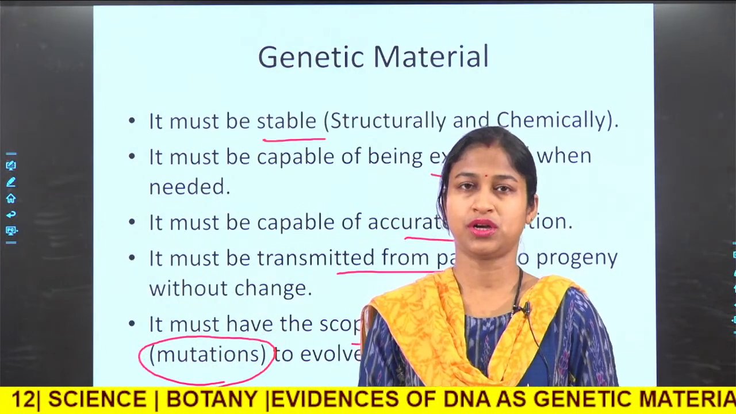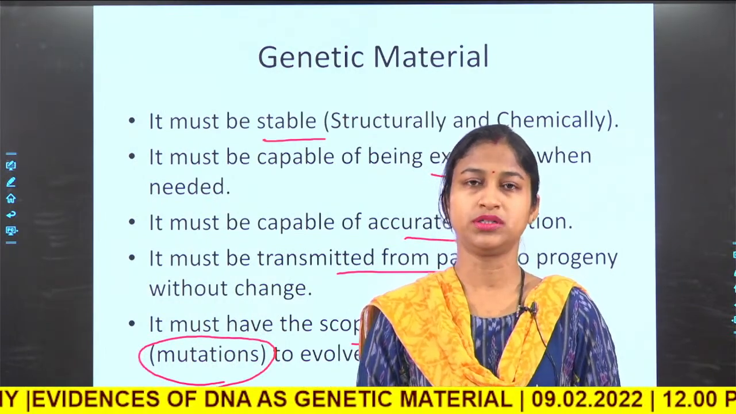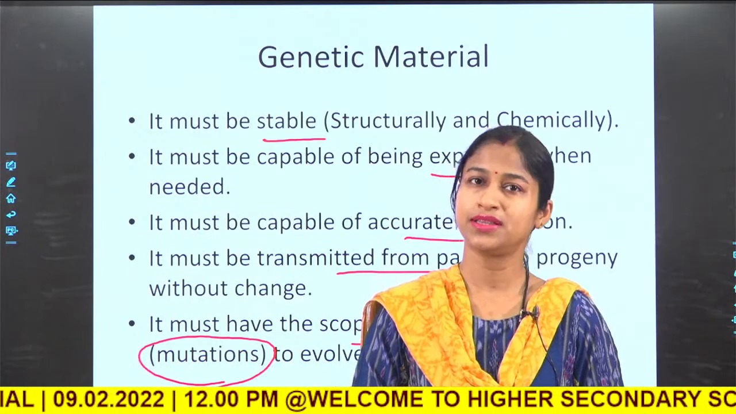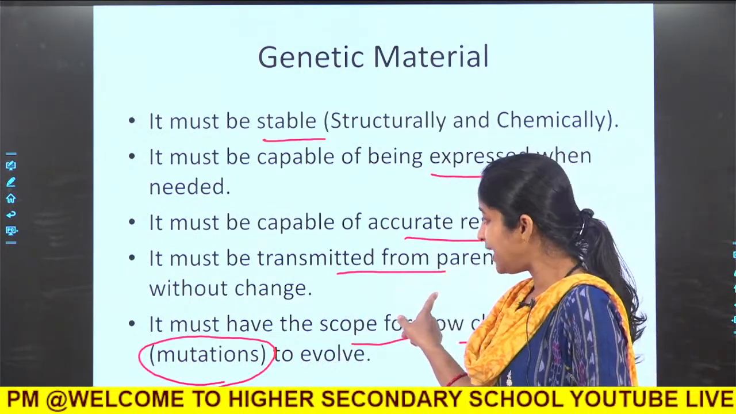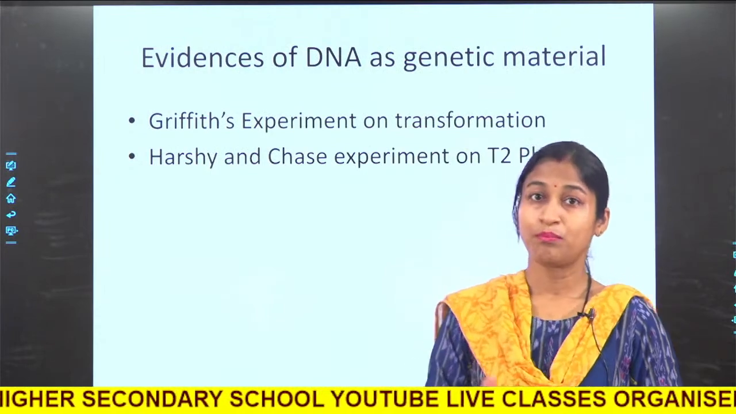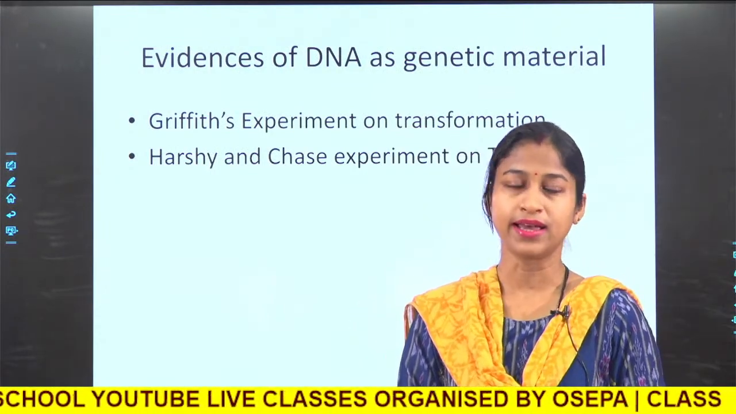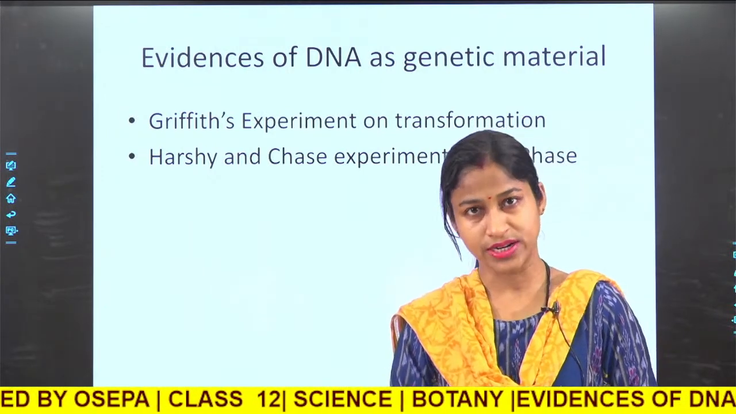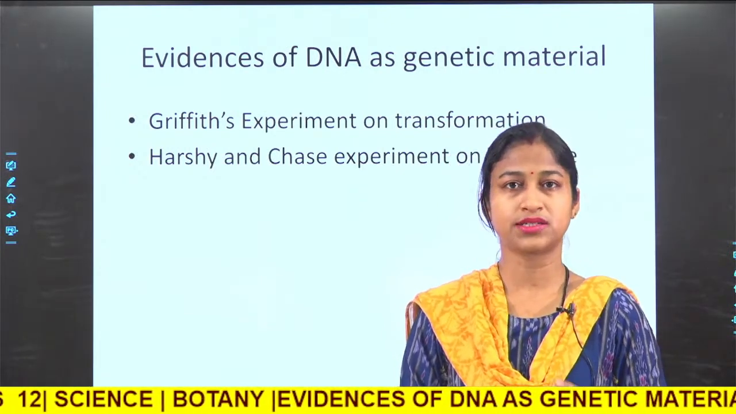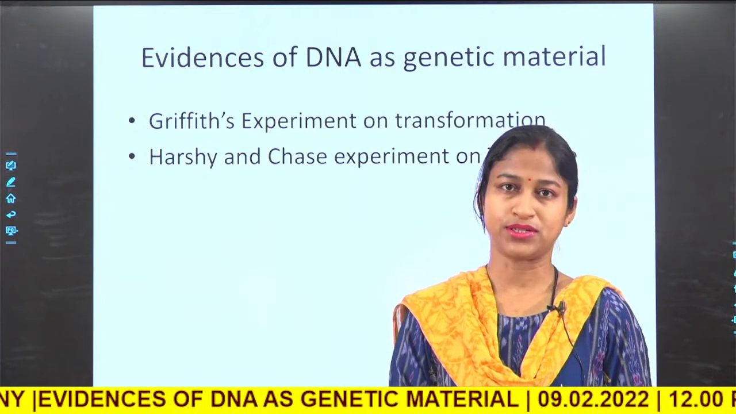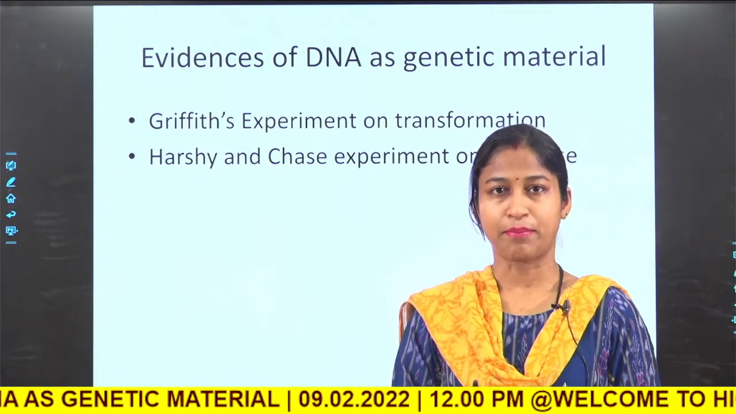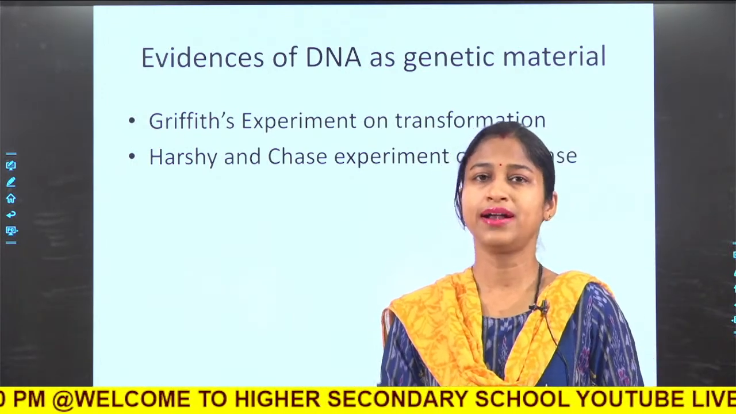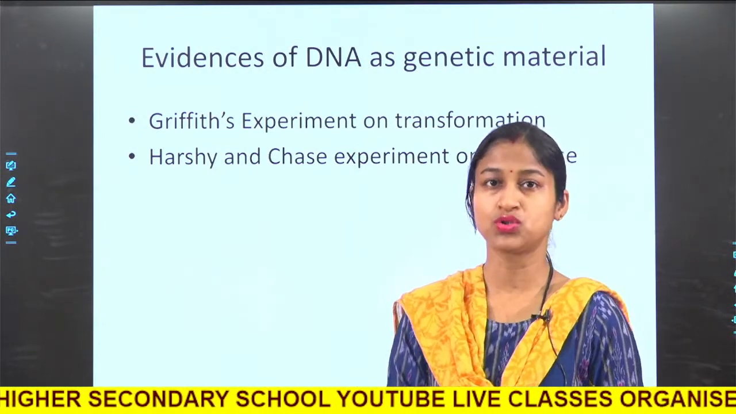out of which two experiments are very important, and they prove that the genetic material is nothing else but the DNA. So, DNA is the genetic material, we know, but how will we prove it? What are the evidences that prove that DNA is the genetic material and it has all the characteristic features of a genetic material? That means it is stable, it is capable of being expressed at the time of need, it is transmitted from generation to generation, and it shows slow changes or mutation.